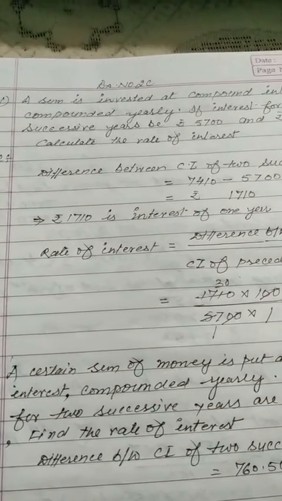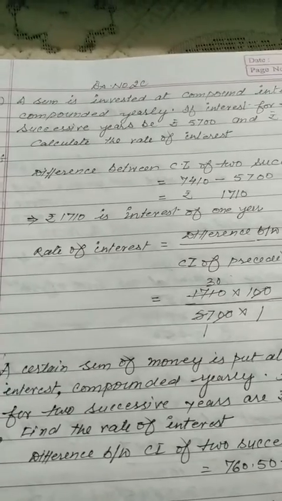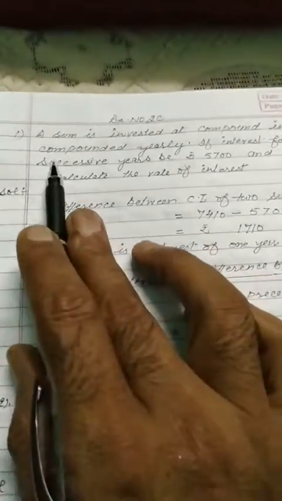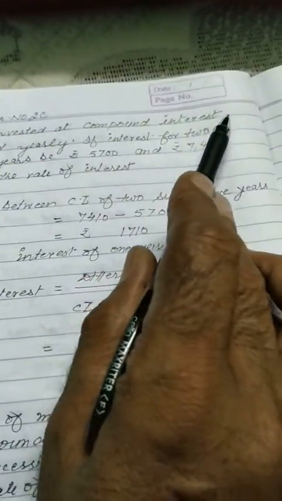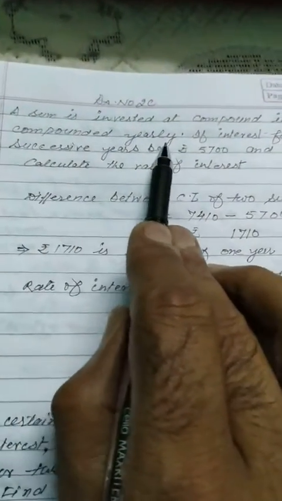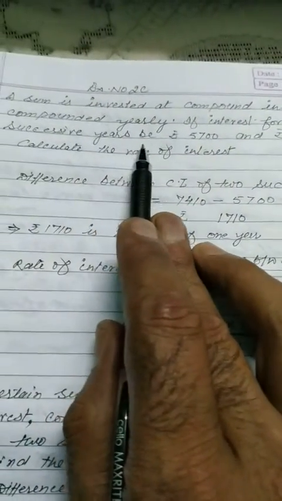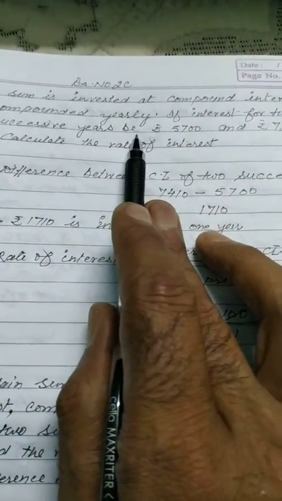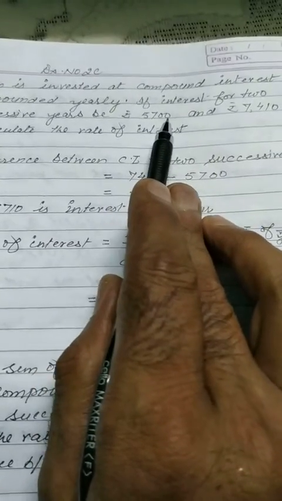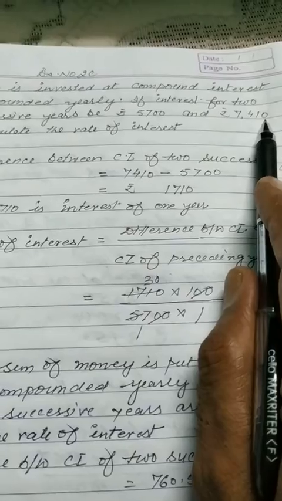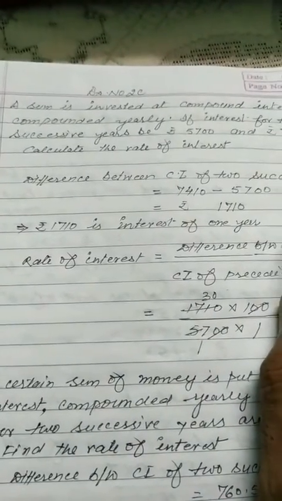New exercise. Today I start new exercise 2C related to compound interest without using formula. Here we have: a sum is invested at compound interest, compounded yearly. If the interest for 2 successive years is 5,700 and 7,410, find the rate of interest.